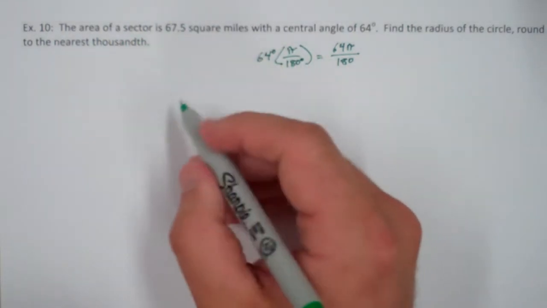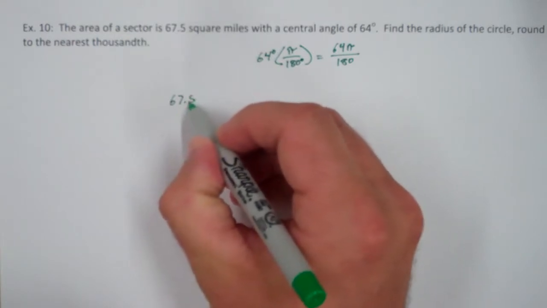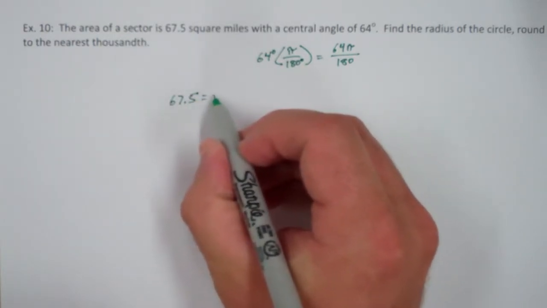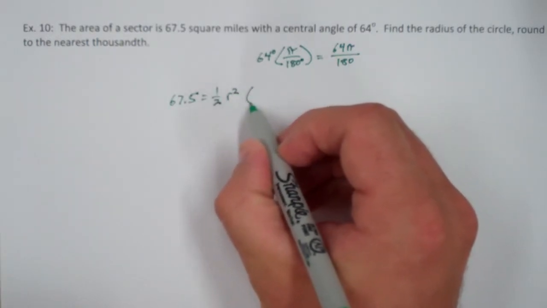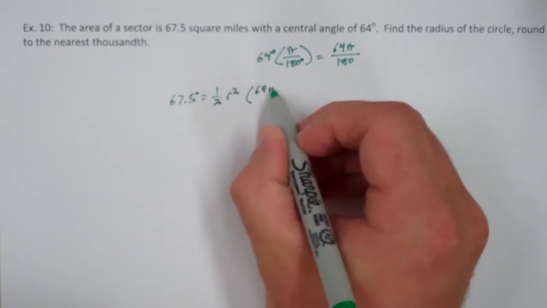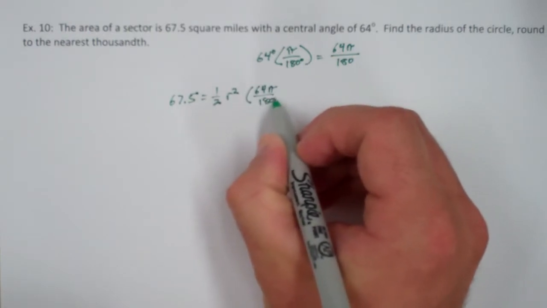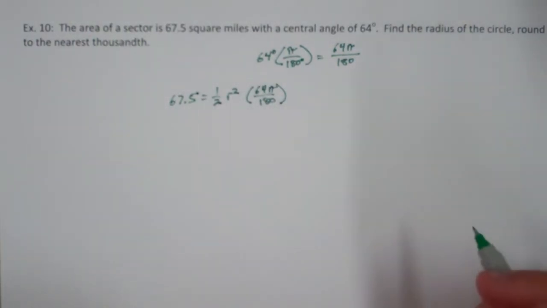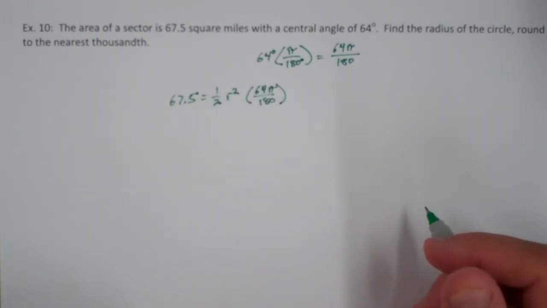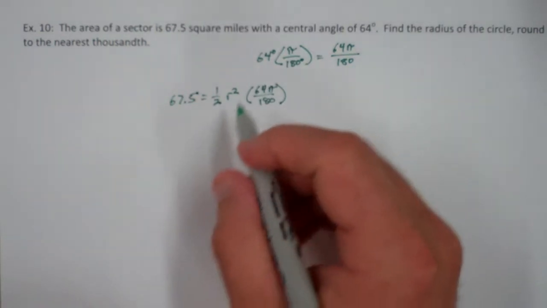We're given that the area of the sector is 67.5. Got 1/2 r squared times theta. Theta is 64 pi over 180. There's many different ways that you can solve this for r squared. I'll just give you one method here. If you have a different method that works for you, then please go ahead and utilize that.